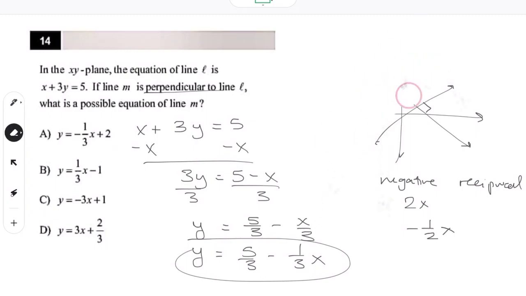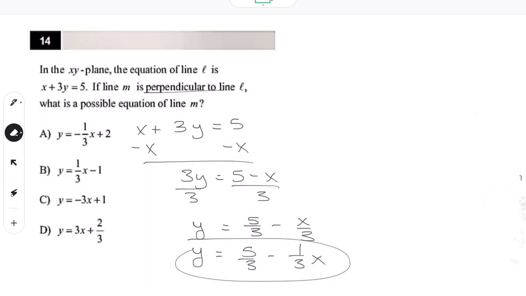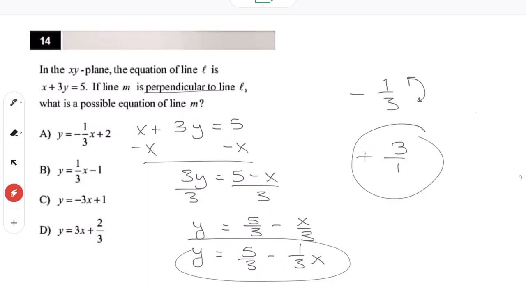All right, with that in mind, let's take a look at this equation right here. So we know that this is going to be a slope of negative 1 over 3. So therefore, the negative reciprocal, which is when you flip the two numbers and then take the negative of that, will become 3 over 1. And then you take the negative of that, we get positive 3. So now we just look for the option that has a positive 3 slope. That will be D.